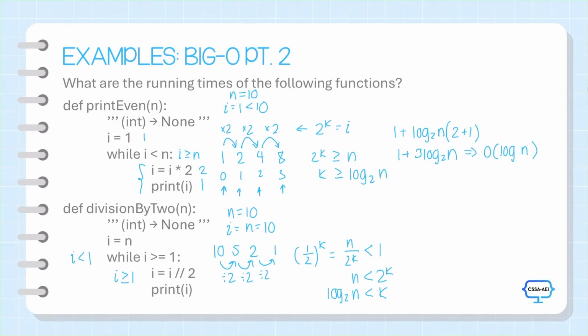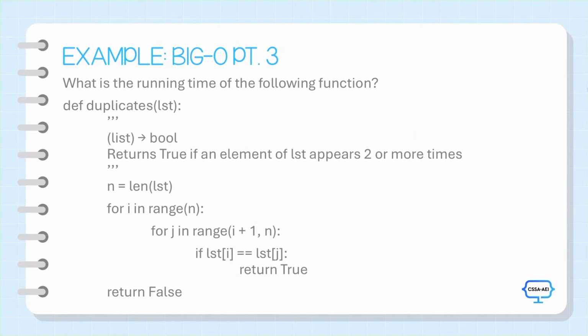So let's say this is 1 operation, this is 2 operations, this is 1 operation, so it's 1 plus log base 2 of n times 2 plus 1 again, which is 1 plus 3 log n, and that should just simplify to log n once more. Now let's look at this function.